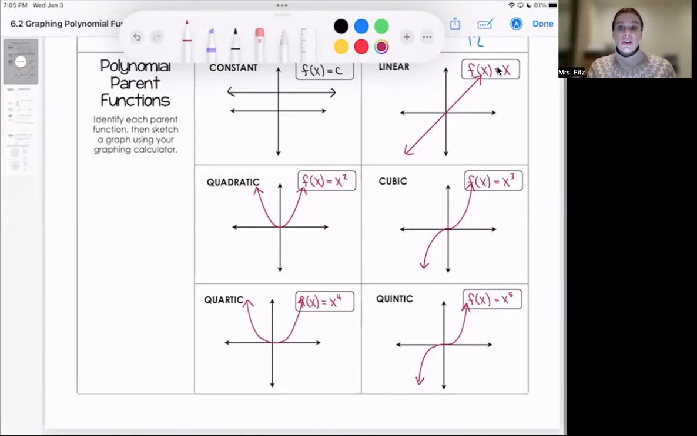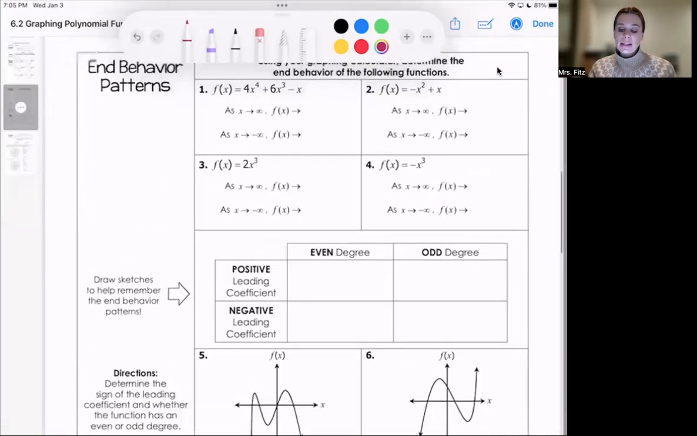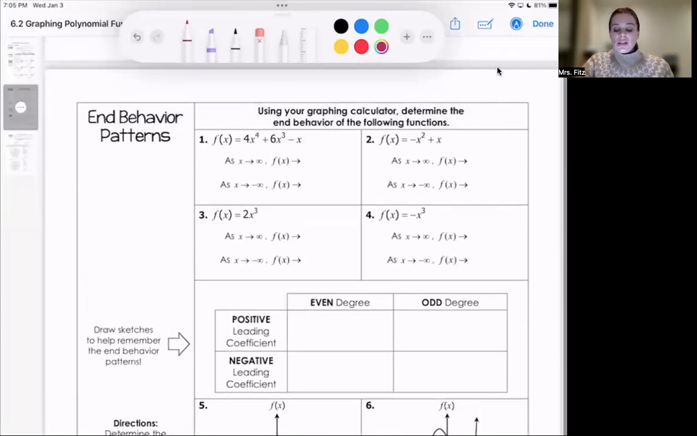Well, it turns out for an even degree, you could also have both ends point down. And then notice the odd degree, it's opposite end behavior. So we'll use that to help us kind of fill in the chart in a little bit. But first, it says using your graphing calculator, determine the end behavior of the following functions.